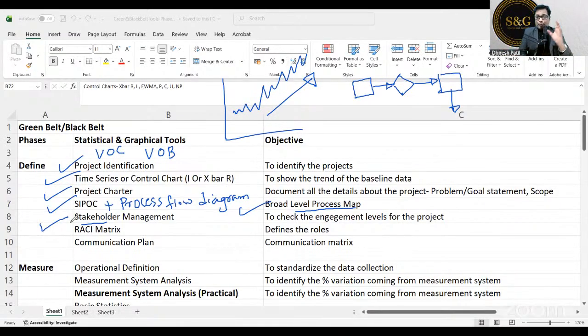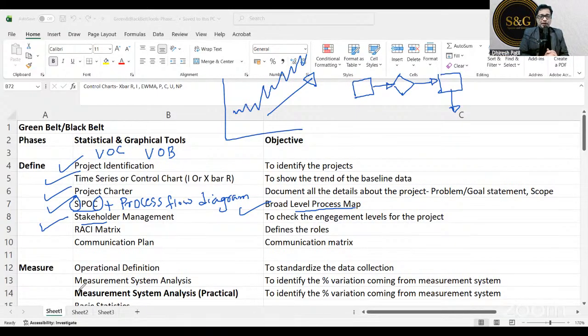In SIPOC, if we learn the SIPOC, we can easily identify stakeholders in the column of C for customer and S for supplier. SIPOC: supplier, input, process, output and customer. So in the column of supplier and in the column of customer, we get the list of stakeholders. Why are stakeholders important? Because from the stakeholders, we take one representative and we make a project team.